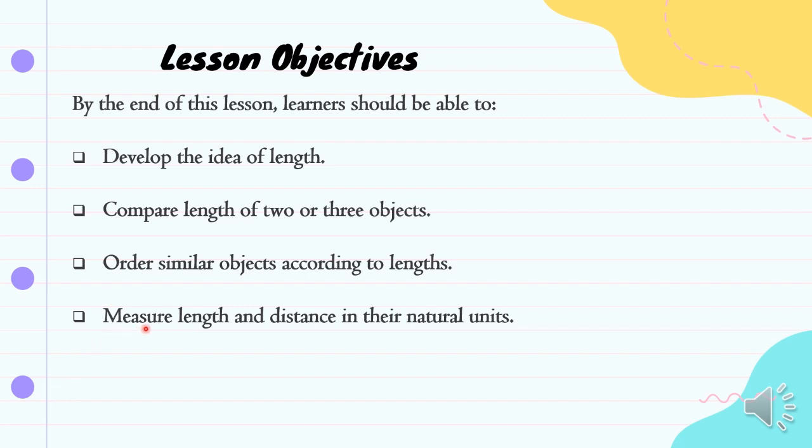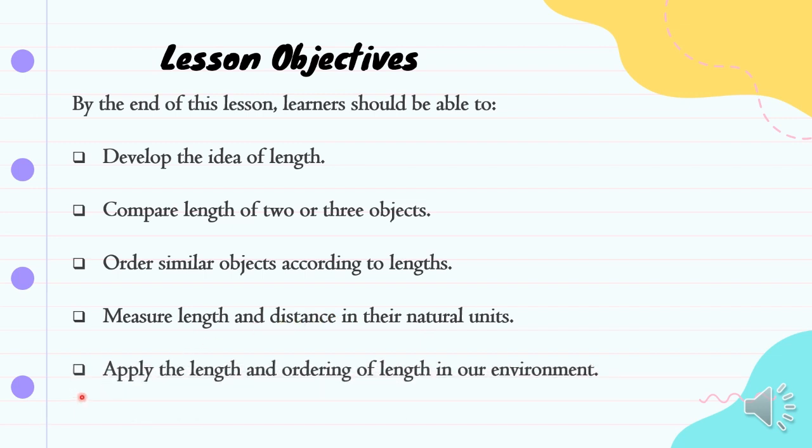You should also be able to measure length and distance in their natural units. What do we mean by natural units? Natural units are the units that are non-standard. They have to do with the parts of your body. So you should be able to use parts of your body to measure length and distance. You should also be able to apply the length and ordering of length in our environment. Join me in other slides.